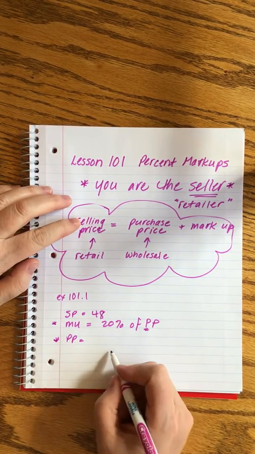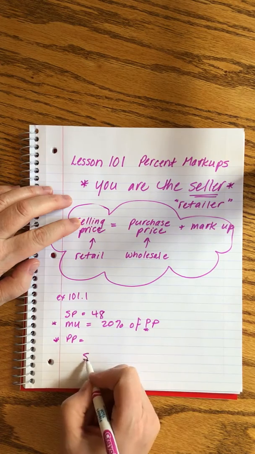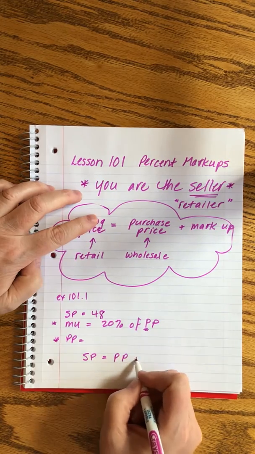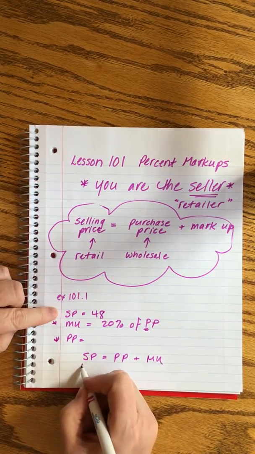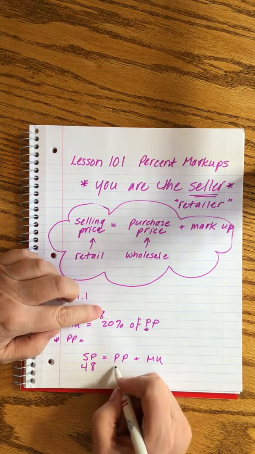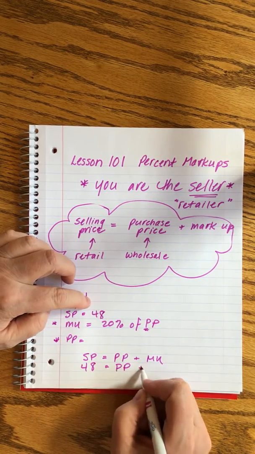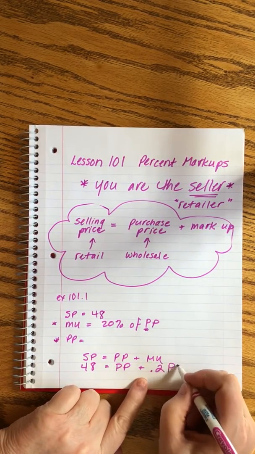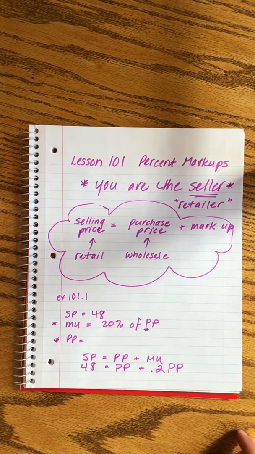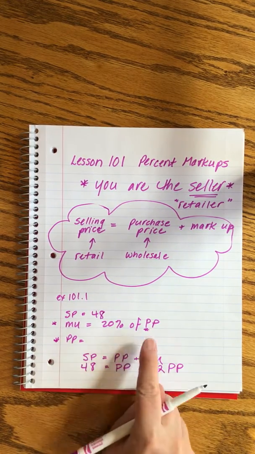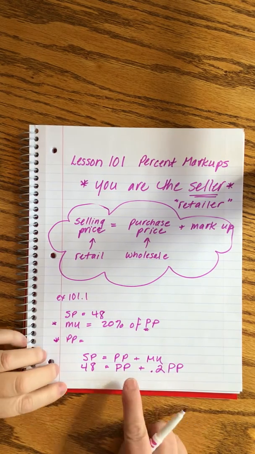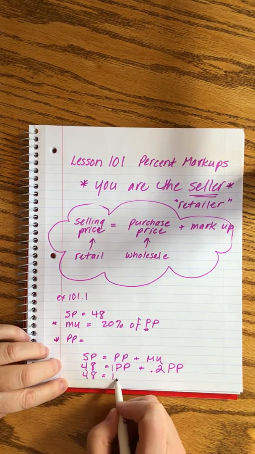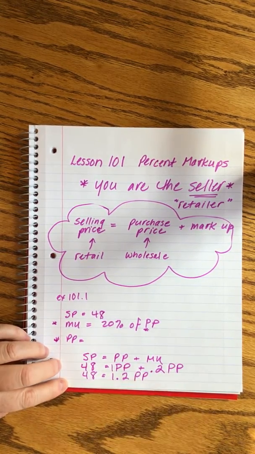Okay, so selling price equal, let's just write it over again. Purchase price plus the markup. Our selling price is 48. We don't know our purchase price, but we know that our markup is 20%, 0.2 times the purchase price. Make sense? 20% of the purchase price, we write that as 0.2. Okay, now we can add these. This has an invisible 1 in front of it. 48 equals 1.2 times the purchase price.